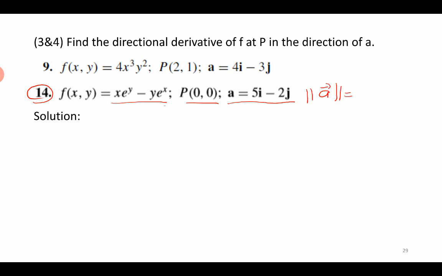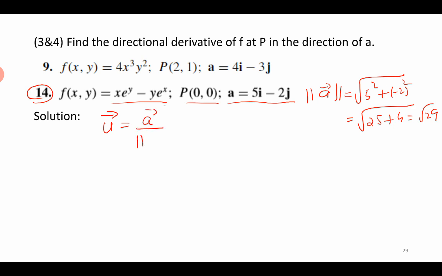This is the square root of 5 squared plus negative 2 squared, which is 25 plus 4, which is the square root of 29. So the length is not 1, so this is not a unit vector. So we get the unit vector u first. Any vector divided by its own length will give you a unit vector.